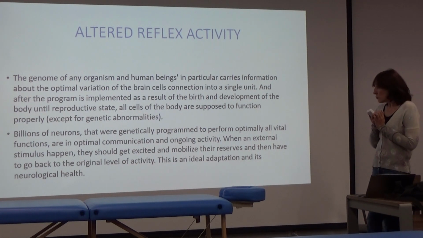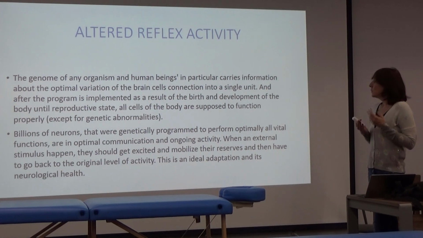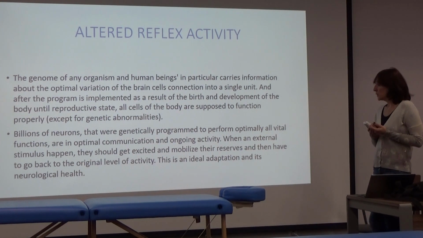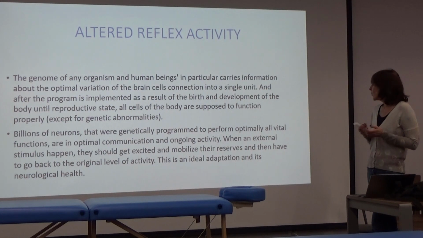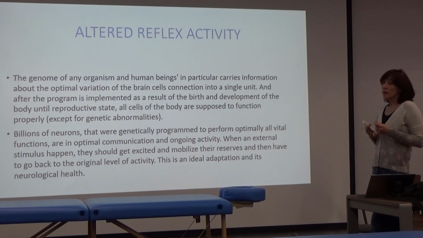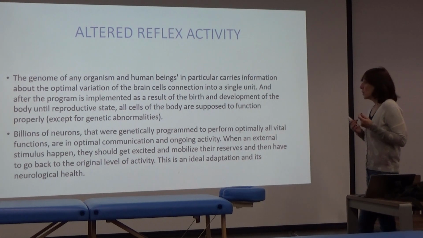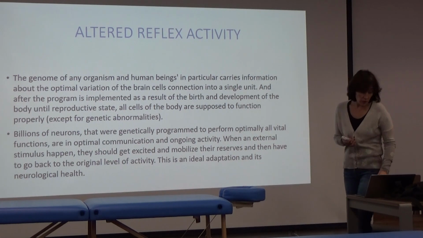And many neurons are genetically programmed to perform optimally in all vital functions and provide optimal communication and therefore optimal activity. When an external stimulus happens, they should get excited, get mobilized, and then they should get back to their normal original level of activity. This is ideal adaptation, and this is called neurological health.